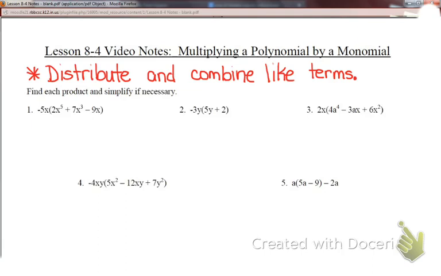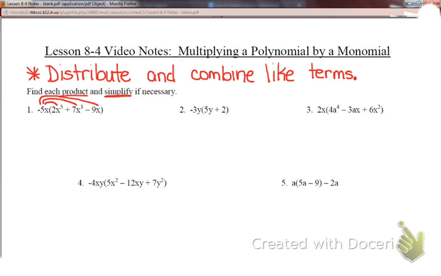So let's just start now with example number 1. The directions tell us to find each product, tells us that we're multiplying here, and simplify if necessary. That's where your combining like terms comes in, if you can do it. Sometimes you just can't do it. So in example number 1, we have negative 5x right in front of the parentheses. We need to distribute that to every item inside of the parentheses.